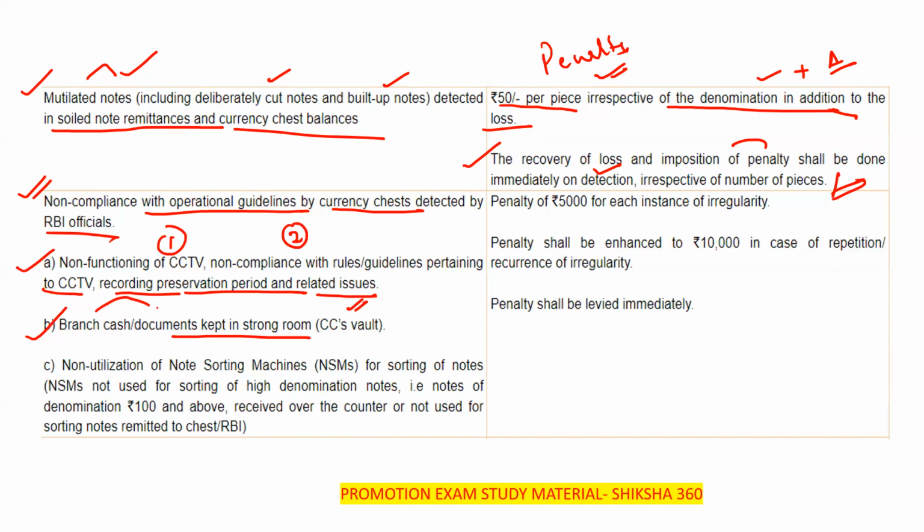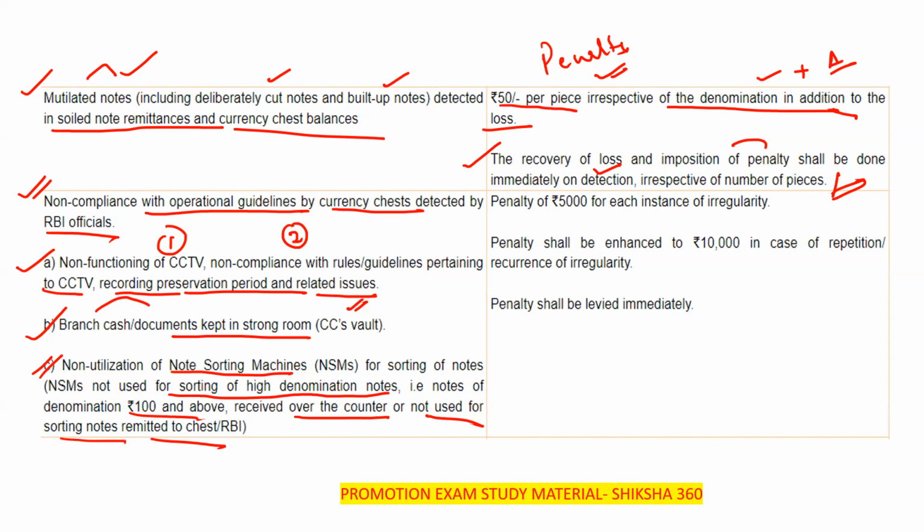If this is not also clear, that is, cash or documents not kept in strong room. Third one, non-utilization of the note sorting machines for sorting of notes, that is, sorting machines not used for sorting of high denomination notes, that is, notes of denomination of rupees 100 and above received over the counter, not used for sorting notes remitted to the chest or RB, clear. Even in this case, you have to pay the fine, clear.